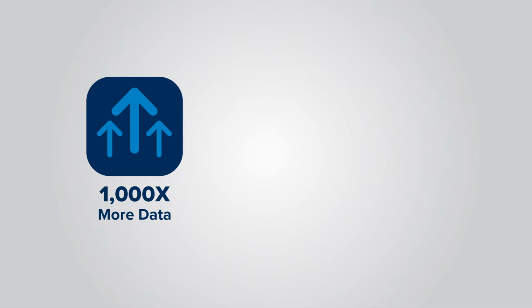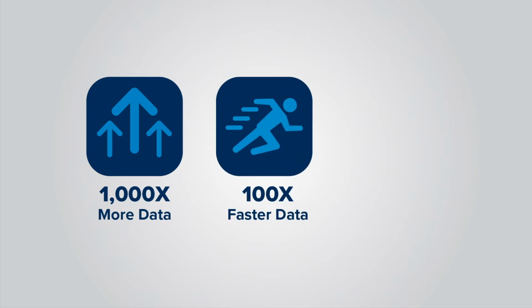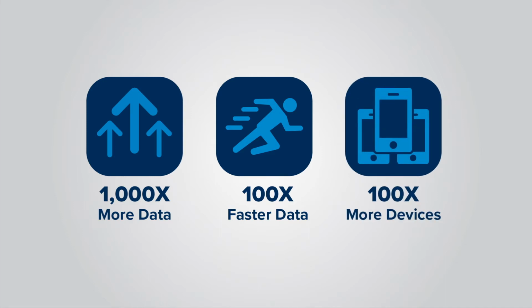The data speeds and data rates for people to download applications will be improved by up to 100 times faster than what today's 4G LTE network will deliver. And then, as I said, with the number of connected devices and things, it will have to support up to 100 times more connected devices and applications than what today's 4G network will deliver.